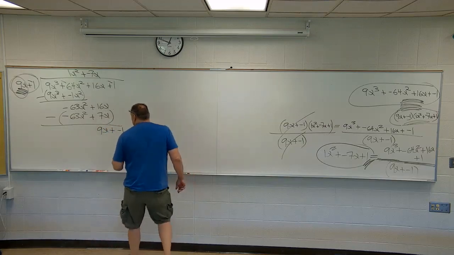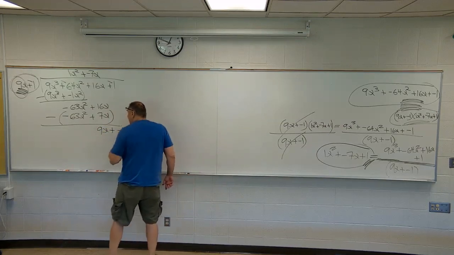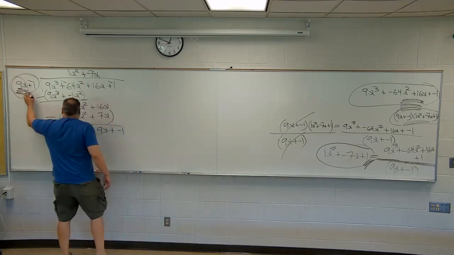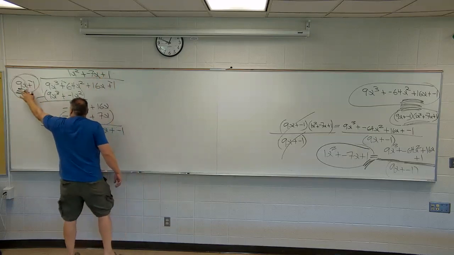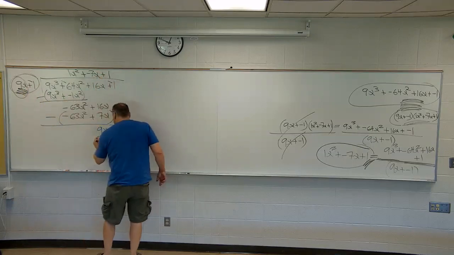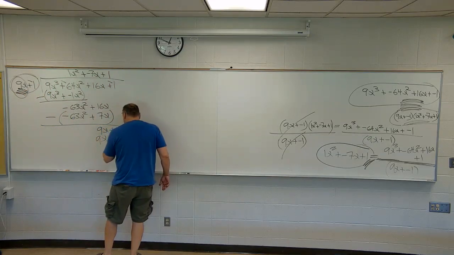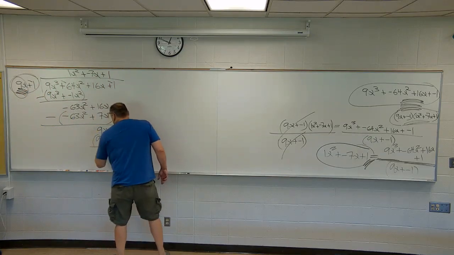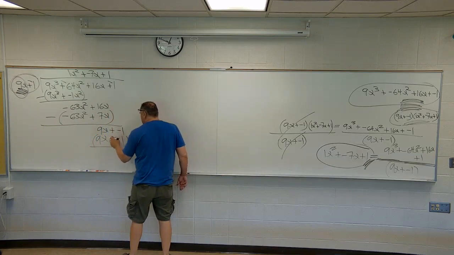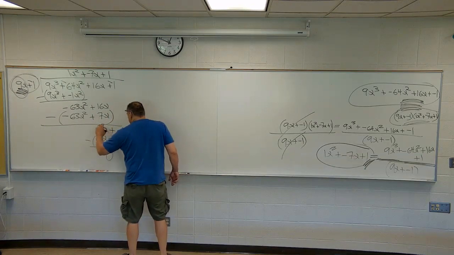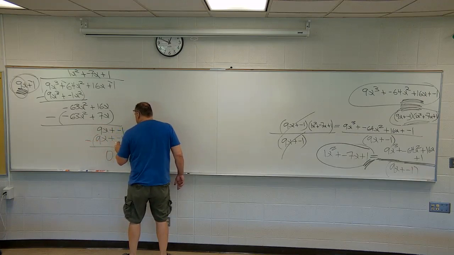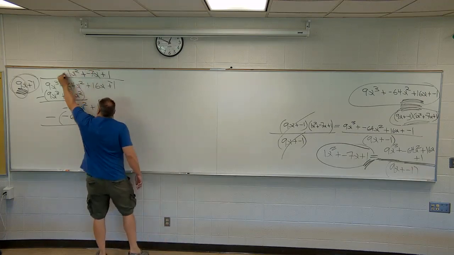Look at it. You can do a whole bunch of stuff here if you want. How many times does 9x go into 9x? How about one time? 1 times all this now. 1 times 9x is 9x. 1 times negative 1 is negative 1. Ladies and gentlemen, these are the same thing. Subtract the same thing. Negative 9x and positive 9x, 0. Negative of a negative positive. Positive 1 and negative 1, 0.